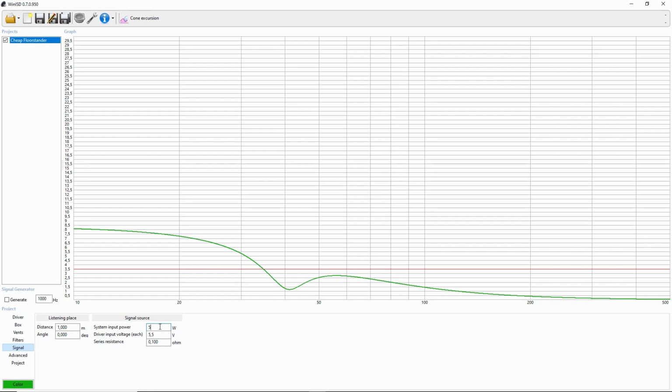So let's increase this until we exceed the Xmax. So at 10 watts we can see that we exceed the Xmax by a little bit. So the power handling of the speaker is 10 watts in this case. So this is one way to check Xmax.